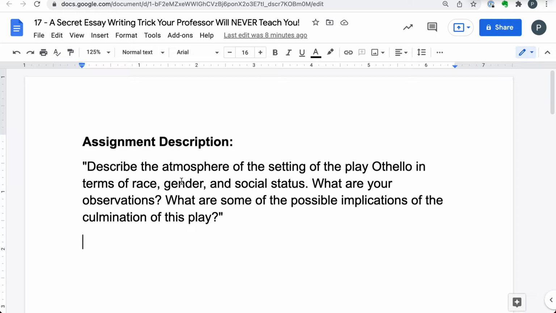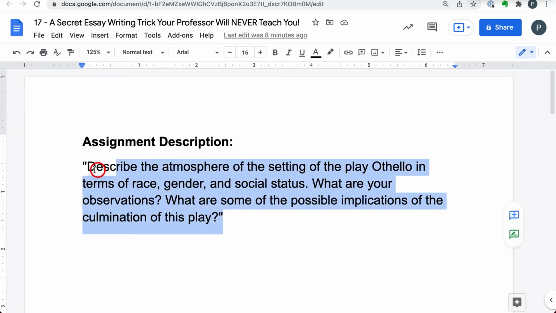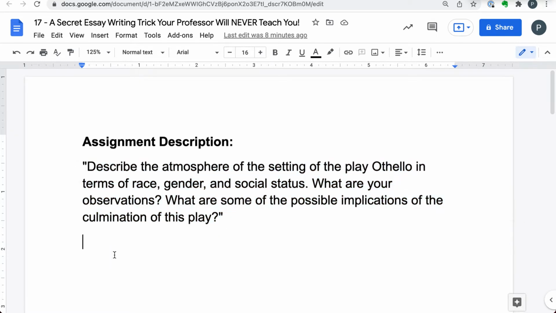Now, let's take a look at this assignment. This is a real assignment from a class at a university, but this is from a long time ago, so I don't even remember which class this was for. Probably literature, because this is Othello. We're talking about Shakespeare's play. Let's dive right into it, and let's see how we can turn this into a complete essay.